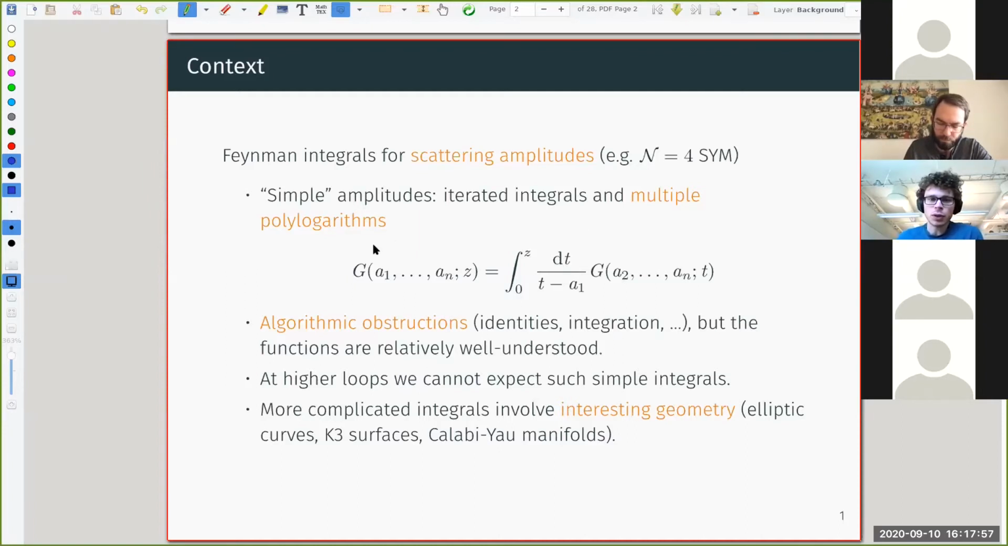But the whole point of the week is to discuss the fact that we need more complicated functions, and that when we make more complicated scattering amplitudes, we are going to expect more complicated integrals. And many of these more complicated integrals often have some interesting geometry, as we've seen now so many times, in particular some elliptic curves, or K3 surfaces, or some Calabi-Yau manifolds.